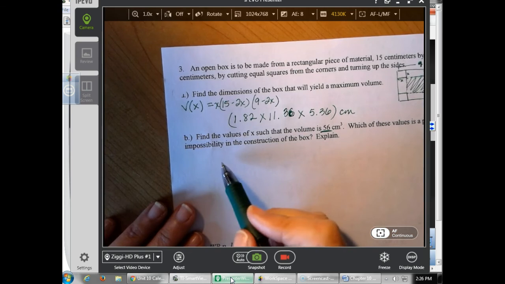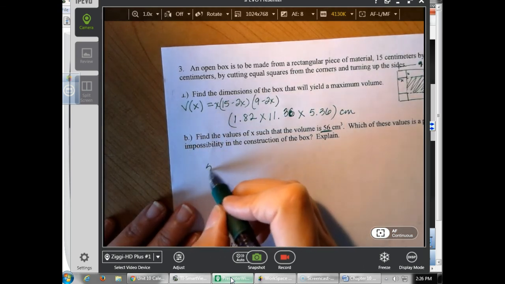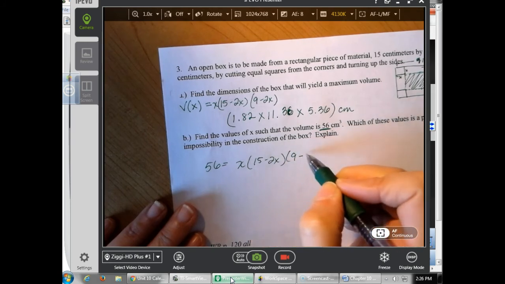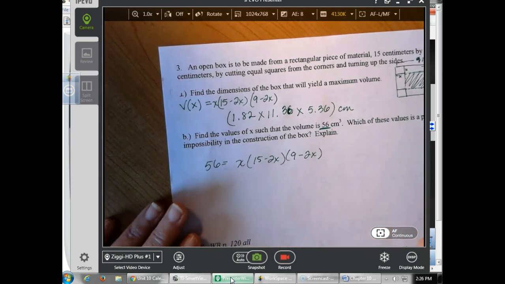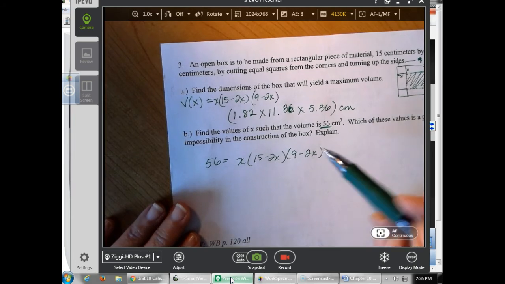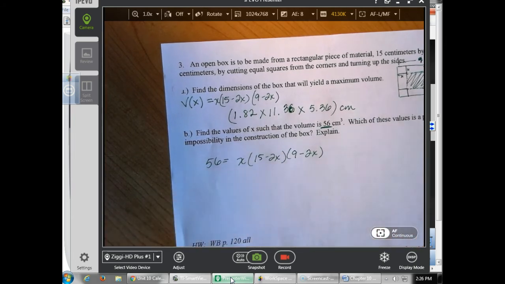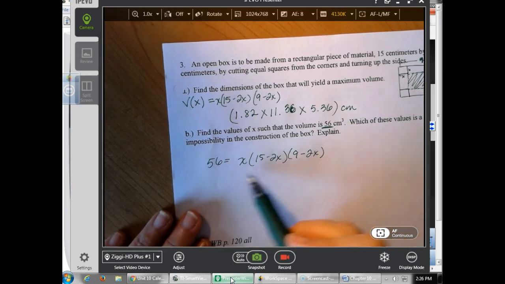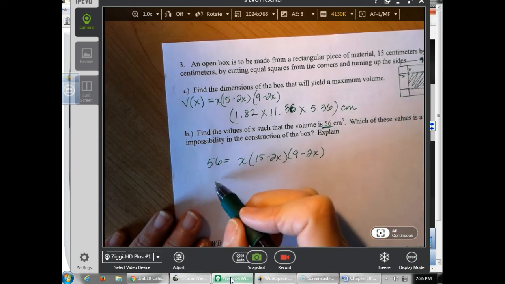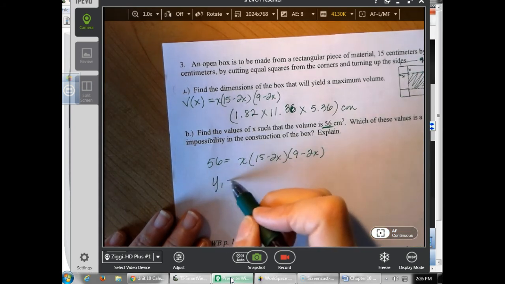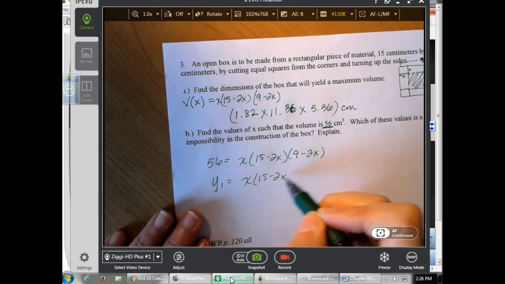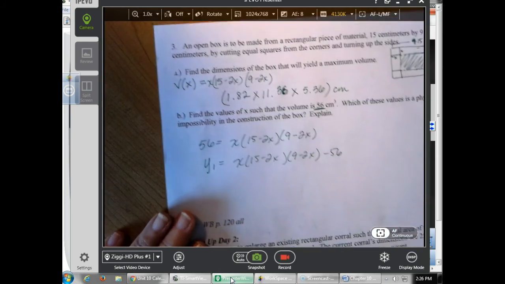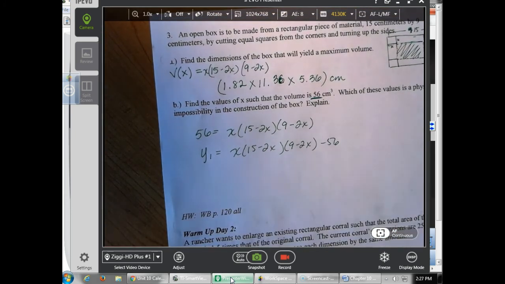So I'm going to go back and I'm going to replace the V of x with 56. So it's going to be x times 15 minus 2x times 9 minus 2x as well. And what I'm going to do is think about how I could solve this. I'm going to subtract 56 over, and if I'm going to put it in the calculator, I'm not going to worry about multiplying this out. I'm just going to say in my function, y sub 1 is equal to x times 15 minus 2x times 9 minus 2x minus 56. And this is what I'm going to put into my calculator, and I'm going to solve it when I do that.